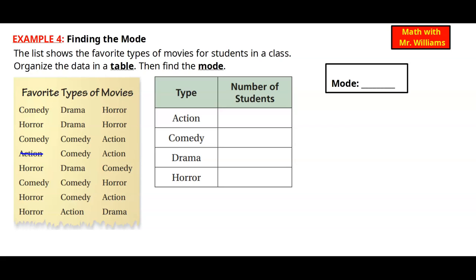So we see we have 1, 2, 3, 4, 5. So we have 5 students that voted for action. Now comedy. We have 1, 2, 3, 4, 5, 6, 7, 8. 8 comedies. And how many dramas? 1, 2, 3, 4. 4 dramas. And now on to horror. So we have 1, 2, 3, 4, 5, 6, 7. 7 students voted for horror.